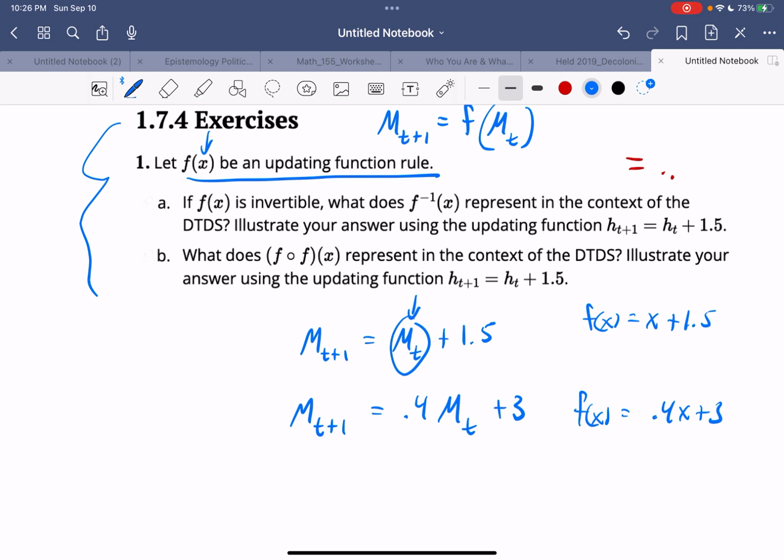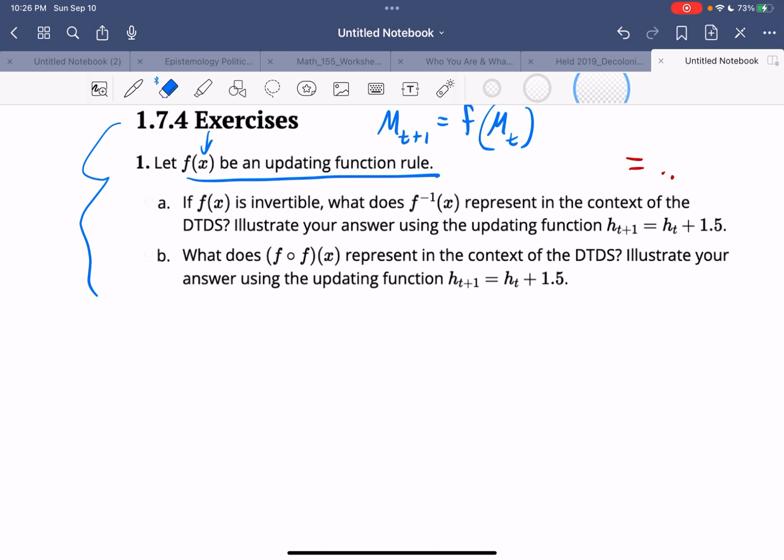The function is the verb, it's the stuff you did to that measurement to get the next measurement. So adding 1.5, that's what I did. Multiplying by 0.4 and then adding 3, that's what I did. Okay, that's the function. So there's some kind of updating function.